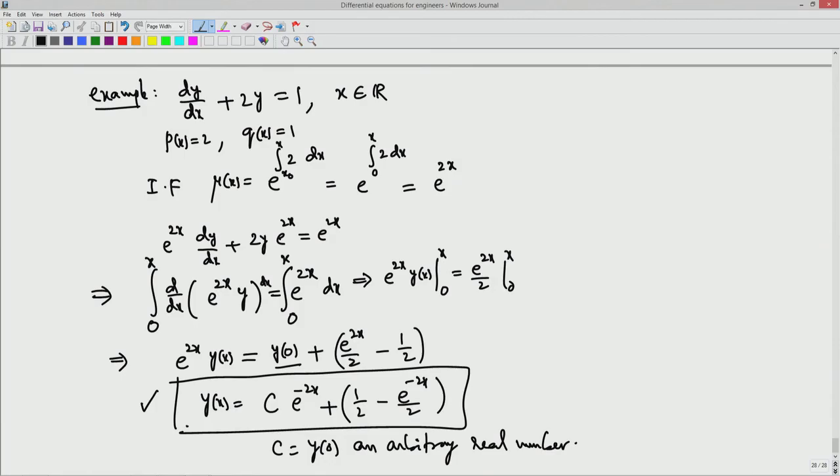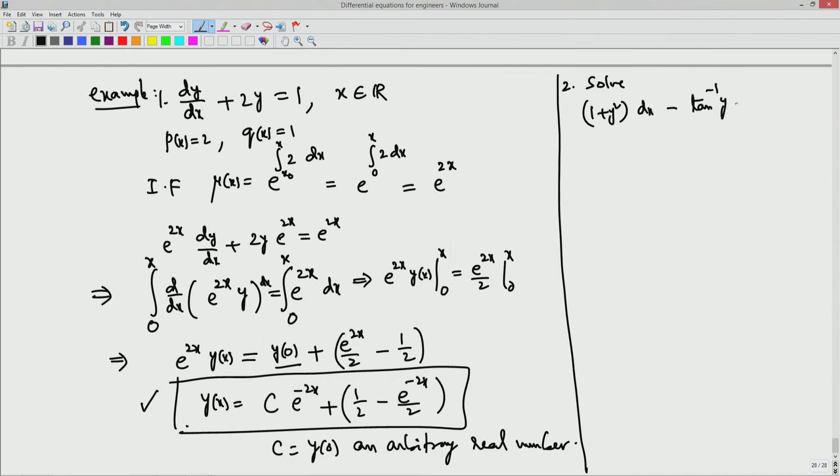Then a little complicated. So we'll see. I'll take one more example here. So second, solve. If I ask you to solve this equation (1 plus y square) dx minus (tan inverse y minus x) dy equal to 0. If I ask you to do this, you see by looking at the equation you have a y square, y is tan inverse y. So it is not a linear equation.